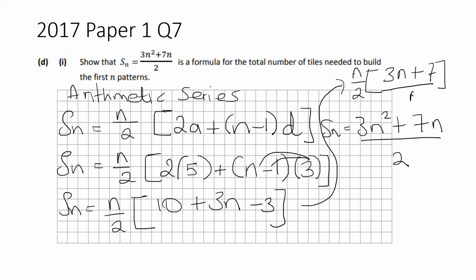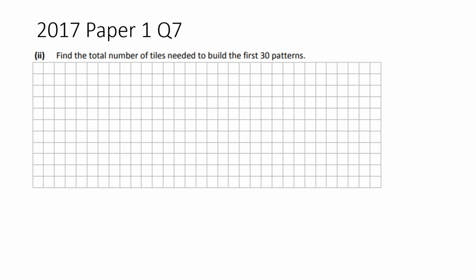And just see if that's the same as in the question. You can see that yes it is, so you've got 5 marks. For part 2, you're asked to find the total number of tiles needed to build the first 30 patterns. So we're trying to find the sum of the first 30.